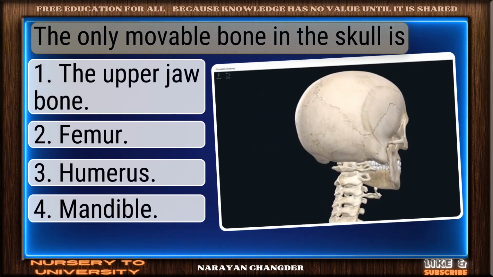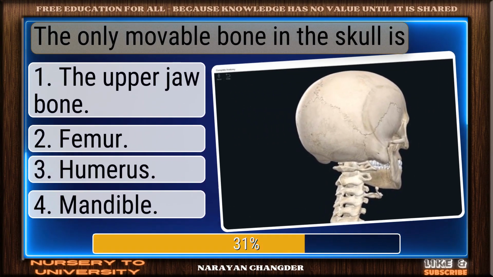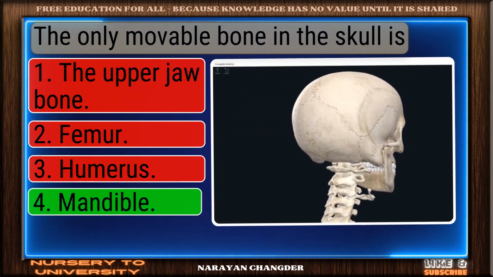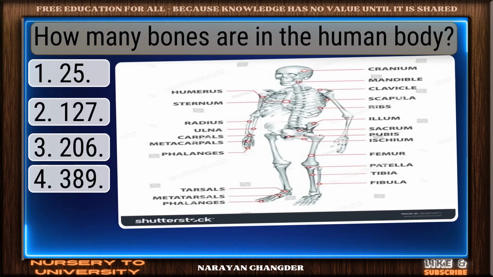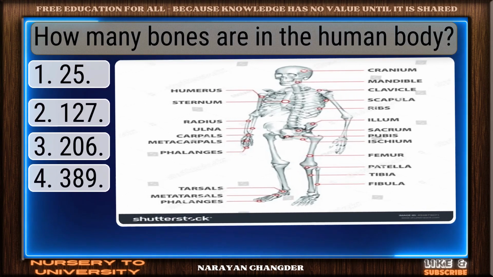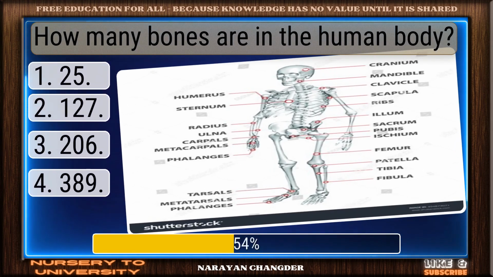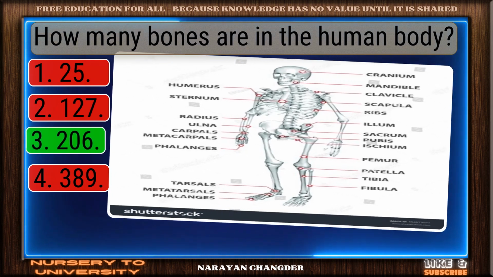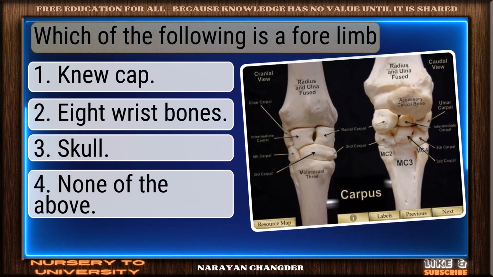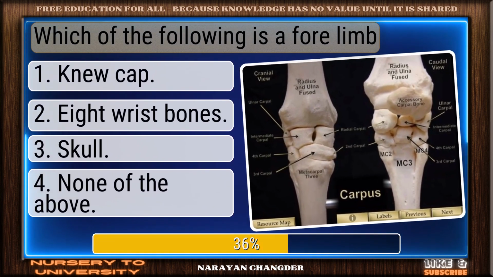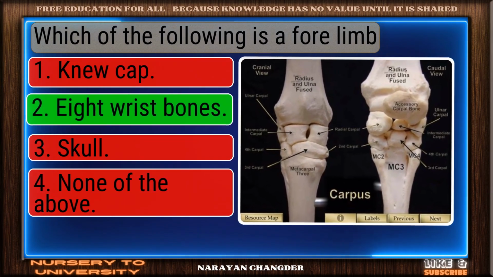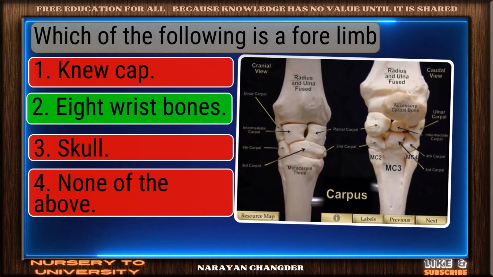The only movable bone in the skull is. Great job. Mandible is the accurate answer. How many bones are in the human body? Good thinking. 206 is the right answer. Which of the following is a forelimb? Sharp thinking. 8 wrist bones is the right choice.